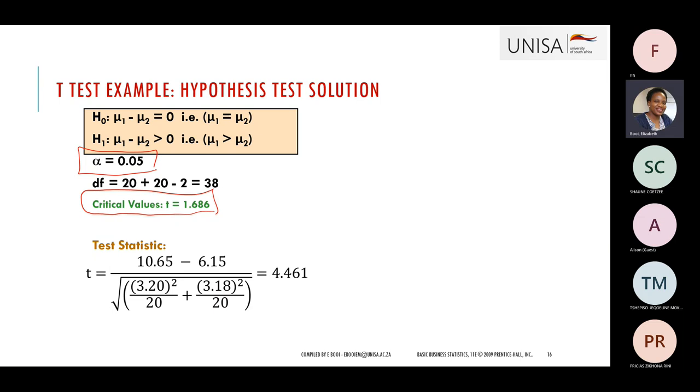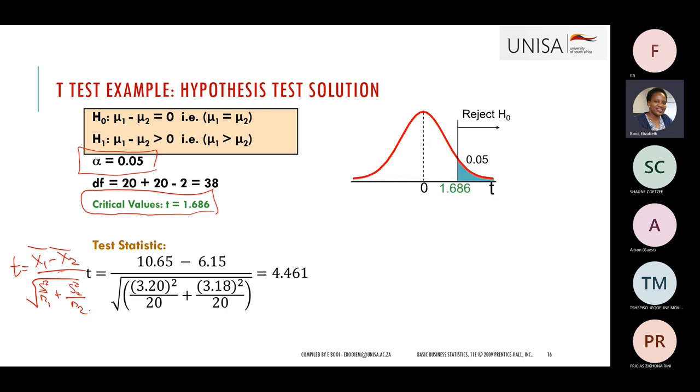Right? The test statistic. Then we substitute, remember the formula, our t is the mean of 1 minus the mean of 2 divided by the variance of 1 over the sample size of 1 plus the variance of 2 over the sample size of 2. And then we just substitute into the formula all the values that we have and we get our answer of 4.461. Now we're ready to go and make a decision.